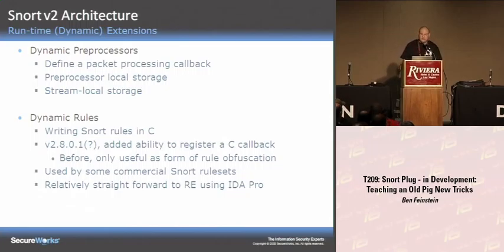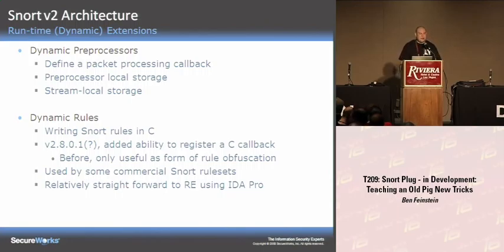So continuing on with talking about the architecture. A dynamic preprocessor is basically a shared object. You can define a packet processing callback, a C function, that Snort is going to send packets through. You have the ability to do preprocessor local storage, and you also have the ability, using the Stream API, to do stream local storage. You define callbacks to deallocate your stream local storage. When Snort decides to free that session object, it'll call your cleanup method, and you can gracefully free your memory that you've allocated.